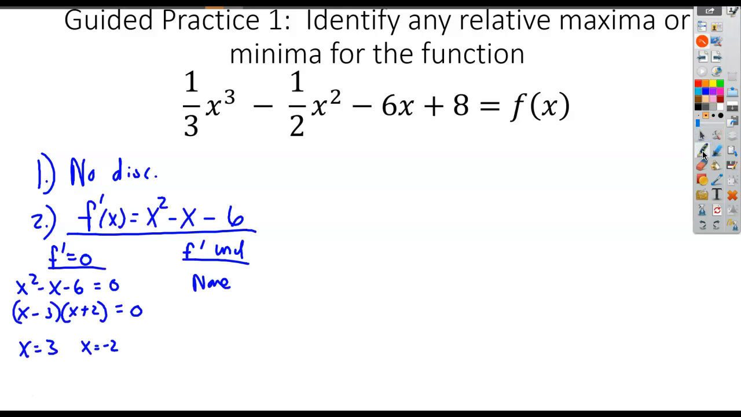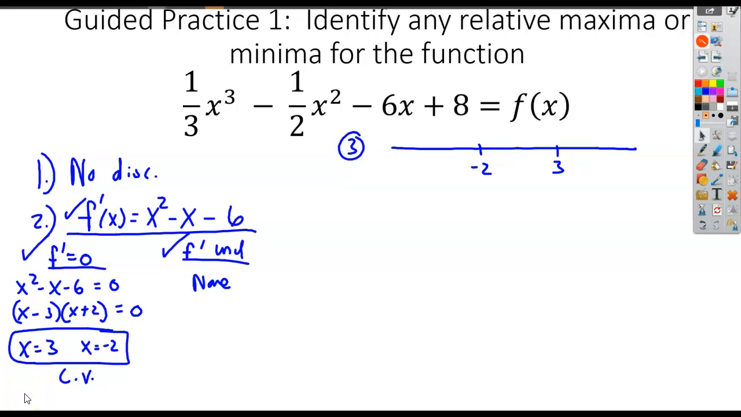From step 2, we try to find our critical values by finding the derivative, setting it equal to 0, and solving, in which case we get 2 critical values. We also want to look for where f is undefined, but once again, since the derivative is also a polynomial, it has no places where it's undefined. All right, go ahead and pause the video here and do step 3, please.